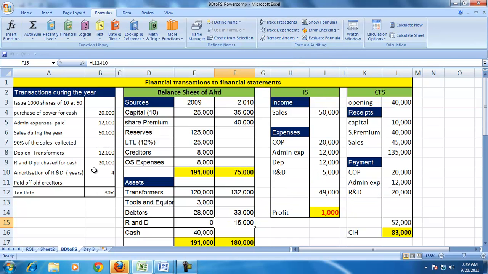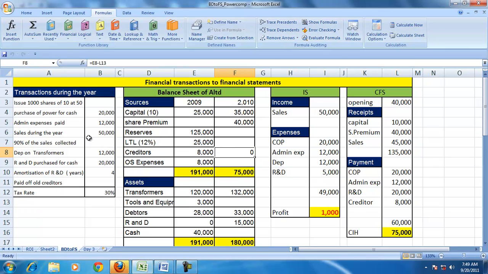And that depends on the decision of the management, which they have taken here. Now, paid off old creditor: you see the old creditor sitting on the balance sheet, 8,000. So the creditors are paid off, but it's a payment, not an expense; it is a reduction of liability. So 8,000 minus 8,000, so the creditors reduce.